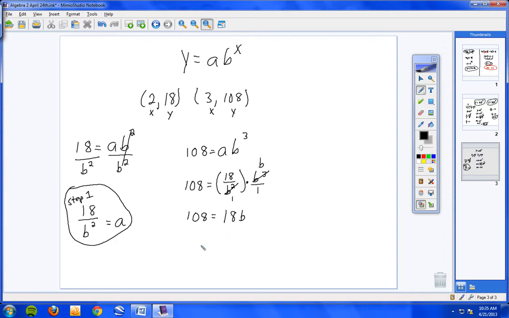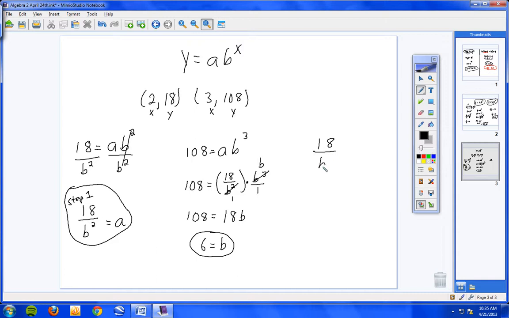Now we're going to divide both sides by 18. So we're going to take 108, and we're going to divide it by 18, and you get out 6. So 6 equals b. Not bad. So we solved it for b. Cool. Let's go on to step 4. Take your b value, which is 6, and substitute it back into your model from step 1. So here's that step 1 model way over here.